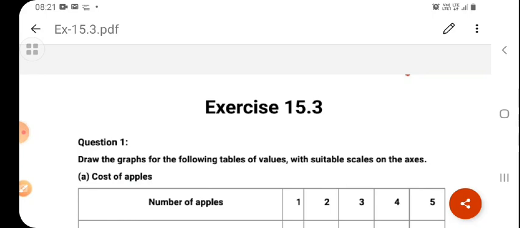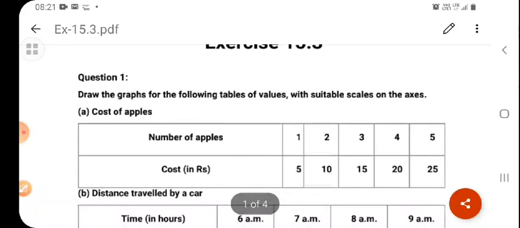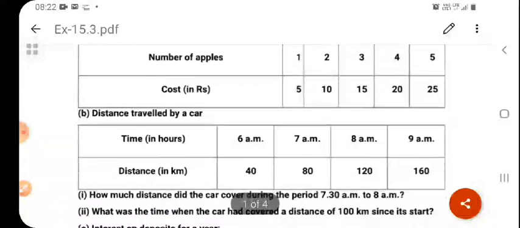Okay, we have to plot the graphs for the following tables, given in three different parts A, B and C. There are given number of apples versus cost graph. So number of apples we will take on the x-axis and the cost on the y-axis and plot the graph. Distance travelled, we will take the time on the x-axis and distance on the y-axis.